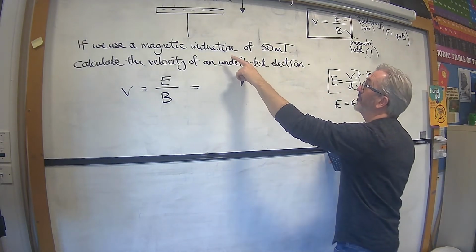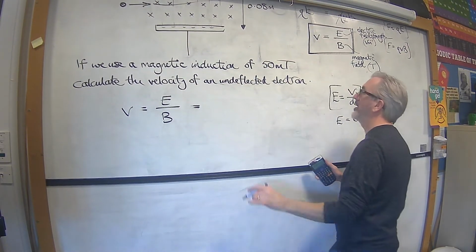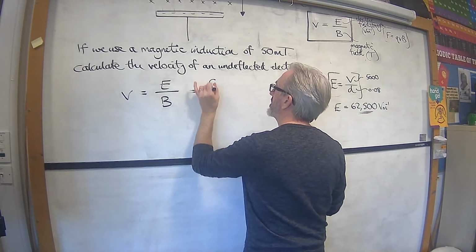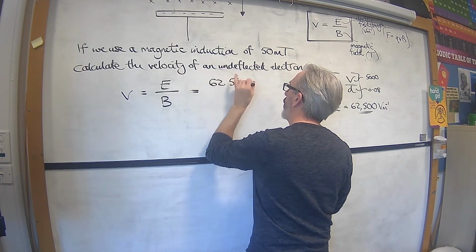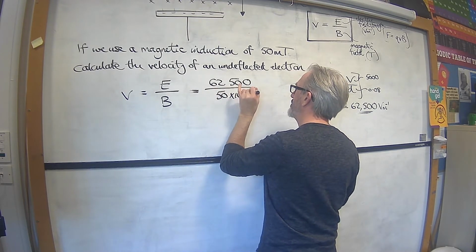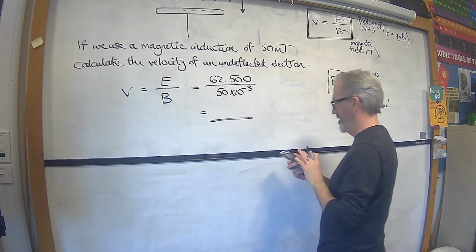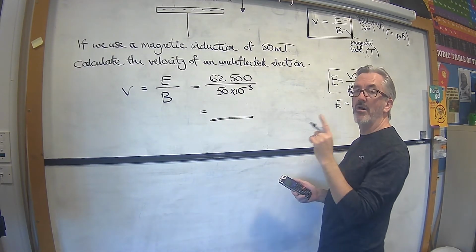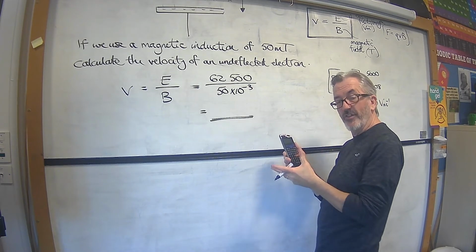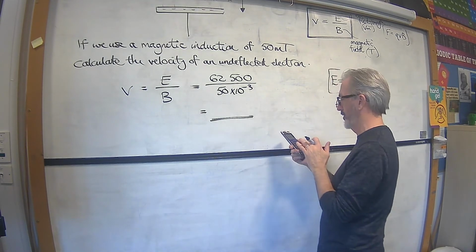And our magnetic field strength, or the size of our magnetic field, the magnetic induction, is 50 millitesla. So 62,500 over 50 times 10 to the minus 3. And that will give us the velocity of an electron that passes through the field undeflected. Because of the velocity that it has, the magnetic force equals the electric force.